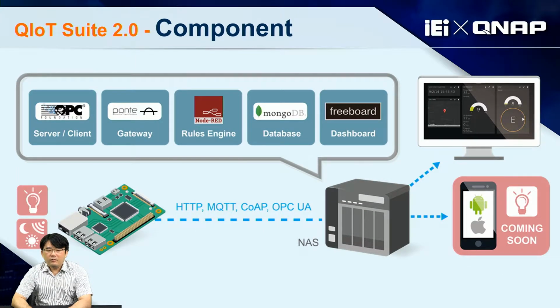The QIoT Suite 2.0 components. The software functions of the QIoT Suite are rule engine, dashboard, communication through HTTP, MQTT, and CoAP, and the OPC UA, an industrial standard communication protocol which can quickly integrate data of the PLC, HMI, SCADA, and other reliable industrial equipment. QIoT also supports mobile phone applications. You can see the status of the production equipment on your mobile phone.